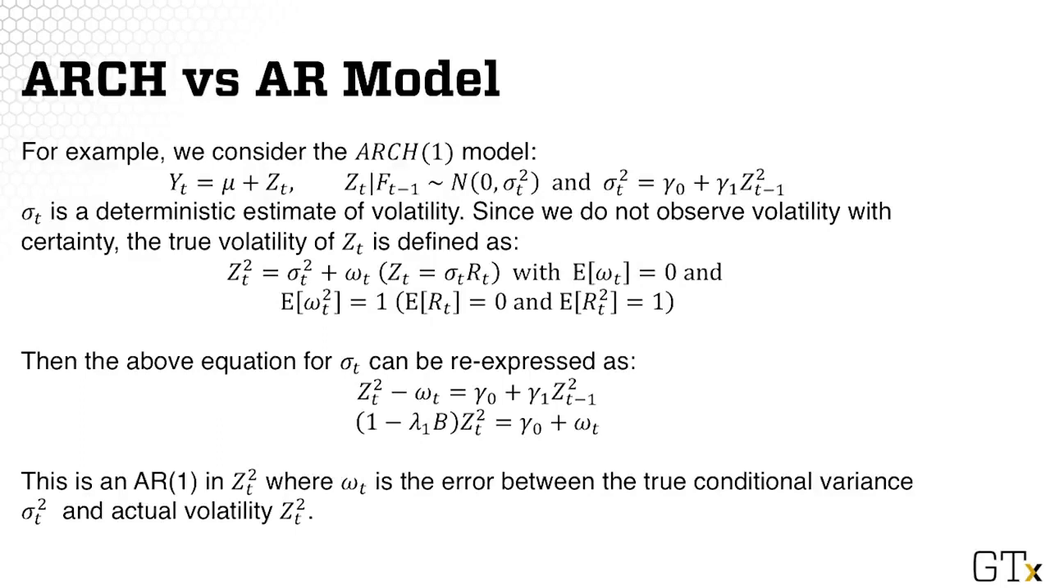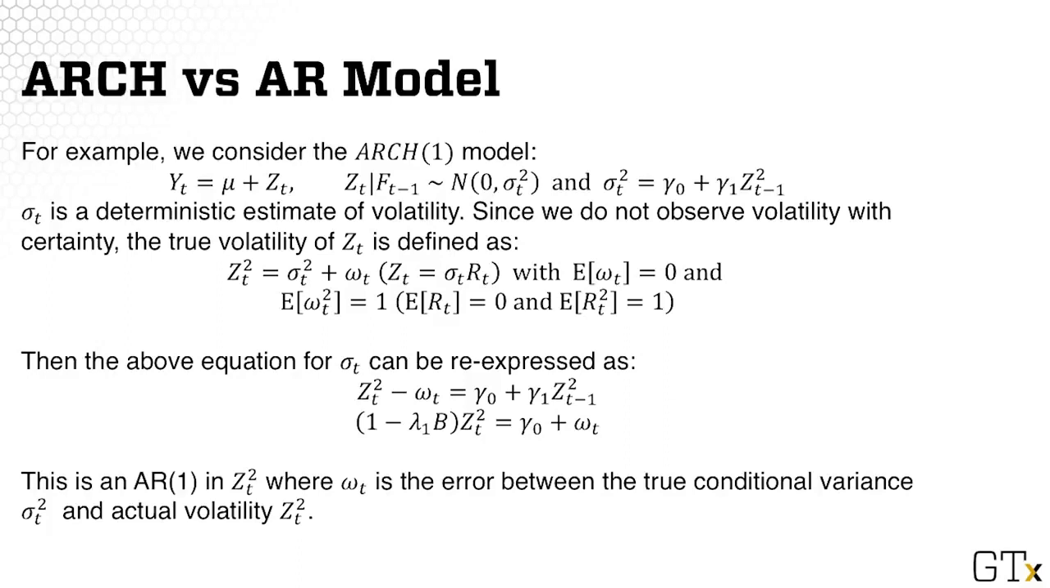We'll consider here Y_t to be a process with a mean which does not vary in time, plus the Z_t process, which is modeled using an ARCH(1) model. That is, the conditional variance is equal to gamma_0 plus gamma_1 Z_{t-1} squared. Note that sigma_t is assumed deterministic. The past values Z_{t-1} are assumed given and hence realized at time t. However, we do not observe volatility with certainty.